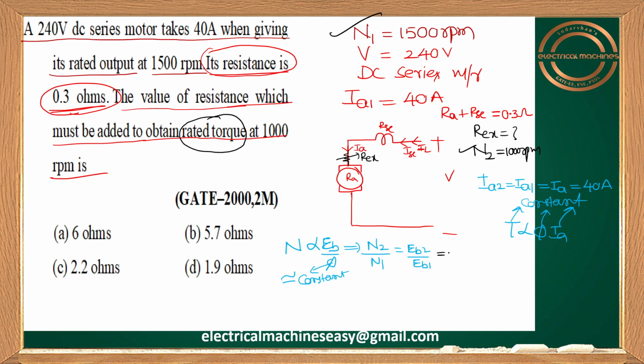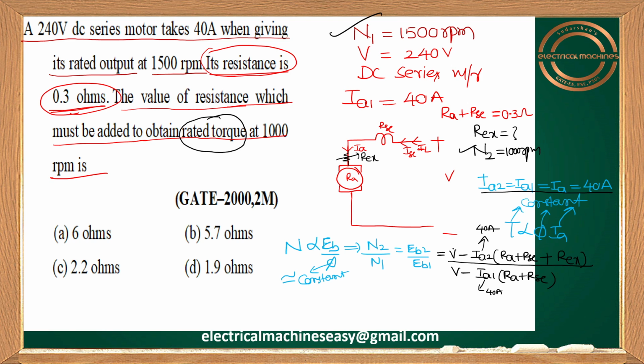So guys, Eb2 value is V minus, in the second case, Ia2 into Ra plus Rse plus, in the second case, I am adding this Rex value, divided by Eb1, which means V minus, in the first case, Ia1 into Ra plus Rse. Okay. So now tell me, I told you Ia2 value, how much? Ia2 equals Ia1 equals Ia equals 40 amperes. So I can take Ia2 value as 40 amperes, and I can take Ia1 as 40 amperes here once again.